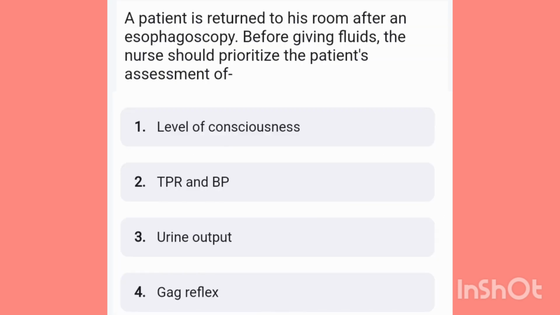Proceed to the next question. A patient is returned to his room after an esophagoscopy. Before giving fluid, the nurse should prioritize the patient's assessment of option number 1, level of consciousness, option number 2, TPR and blood pressure, option number 3, urine output, and option number 4, that is gag reflex. And the correct answer is option number 4, that is gag reflex.